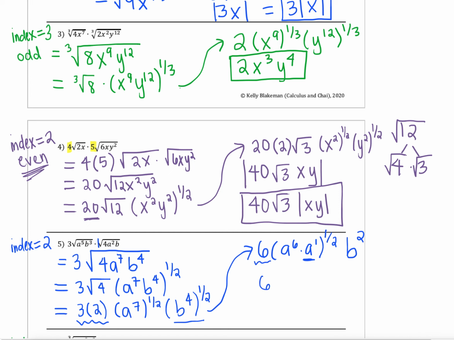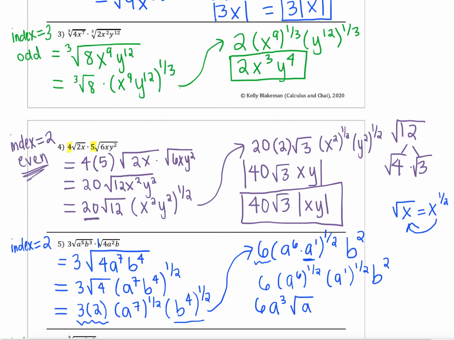Now for the a pieces, I want to continue to simplify, so we get a to the 6th to the 1/2, and then we have this a to the 1st to the 1/2. We still have the b squared. Now a to the 6th to the 1/2, when we multiply that, will give us a to the 3rd, and then a to the 1st to the 1/2 will just give us a to the 1/2, but remember, if you have the square root of, let's say, x, that is the same thing as x to the 1/2 power. So I'm going to work backwards now and actually rewrite this as the square root of a.